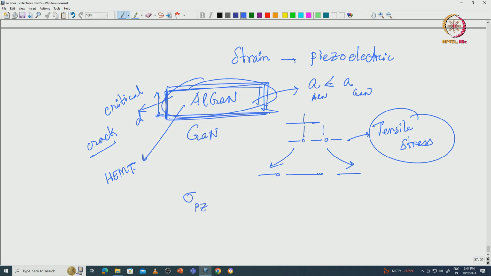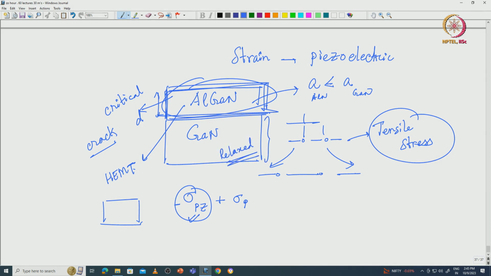Similarly, the extra polarization is either going to add up with the spontaneous polarization or it is going to subtract. It can be either in the same direction as the spontaneous polarization. The spontaneous polarization always exists. The piezoelectric polarization exists only when there is a strain in the layer. If for some reason the layer is not strained, then the piezoelectric component will not be there. So, in all these cases the gallium nitride bottom layer is assumed to be very thick, so it is relaxed.